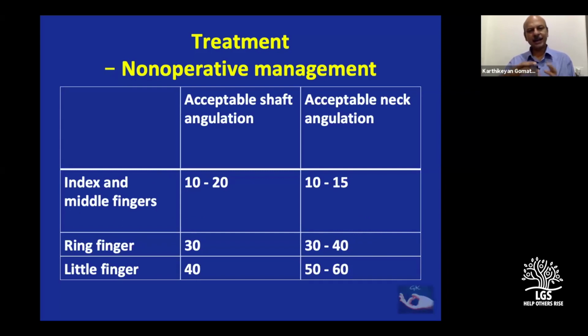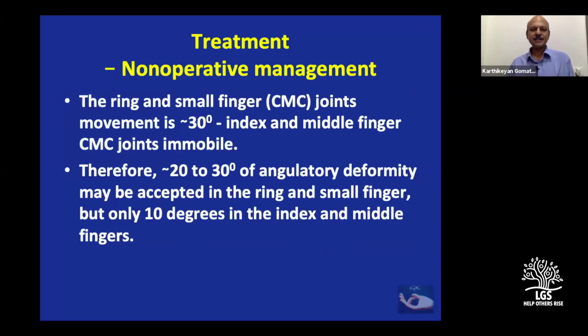How is it that the ring and little fingers are able to tolerate so much angulation, whereas the index and mid fingers are not able to tolerate even a little bit of angulation? You need to fix it. The reason is that at the ring and little finger metacarpal joints, there is a movement already there. So this movement of about 30 degrees at the CMC joint of the ring and little fingers will compensate for the angulation that is going to occur. Whereas the index and mid fingers, the second and third metacarpals, form the fixed post of the hand. At the metacarpal joint, there is no mobility at all.